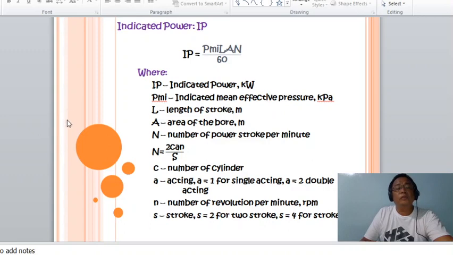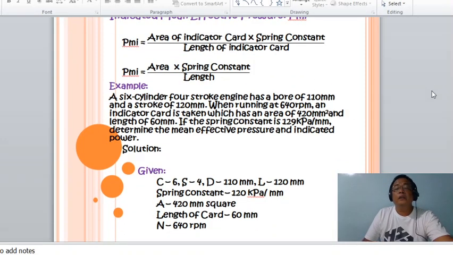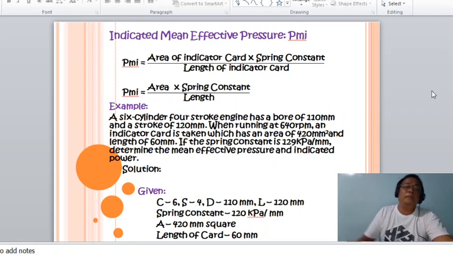That is also equal to 2CAN over S, where C is the number of cylinders, A is acting, so A is 1 for single acting and A equals 2 for double acting. N is the number of RPM, and S is the stroke. So for a 2-stroke engine, S is equal to 2, and for a 4-stroke engine, S is equal to 4. Okay. So, indicated mean effective pressure, if the engine is utilizing an engine indicator. Okay?